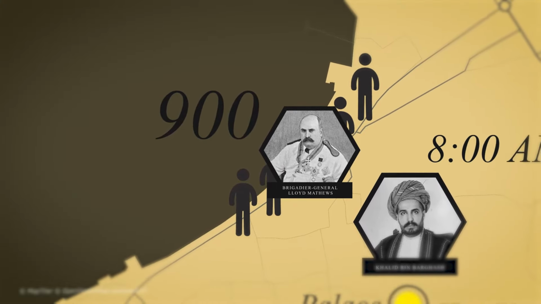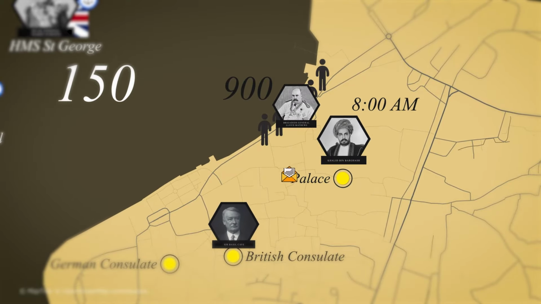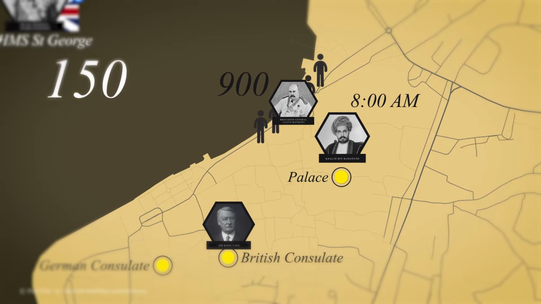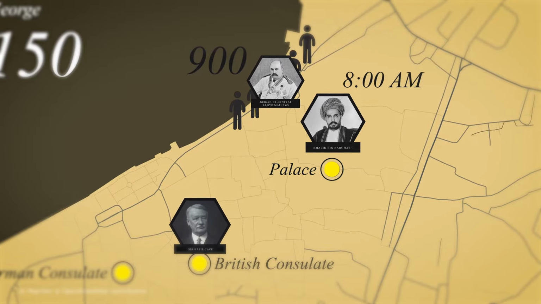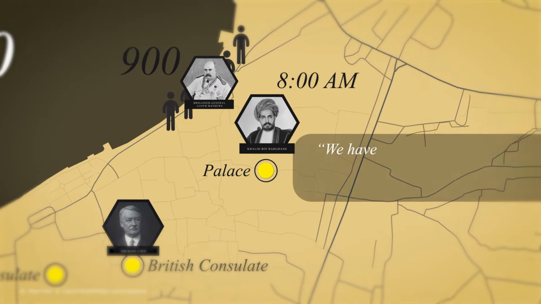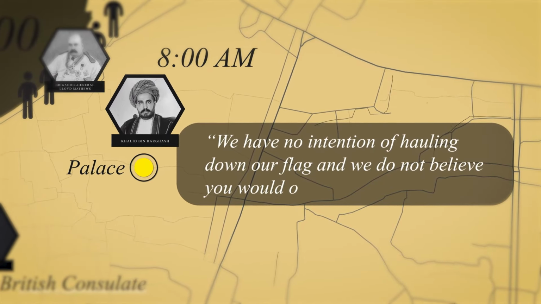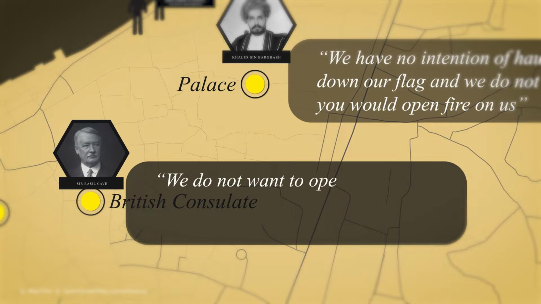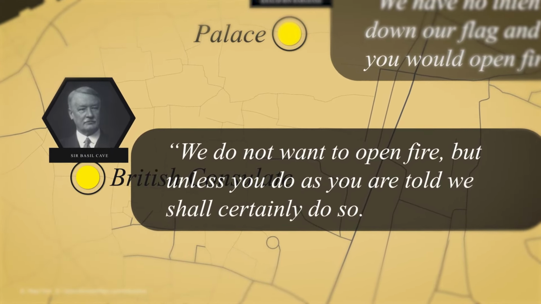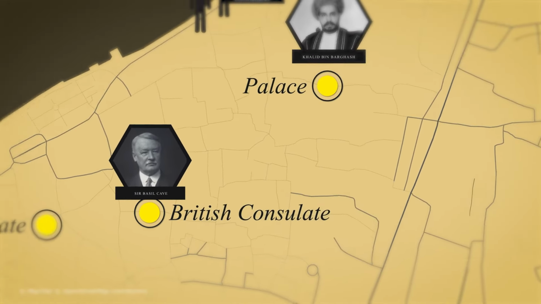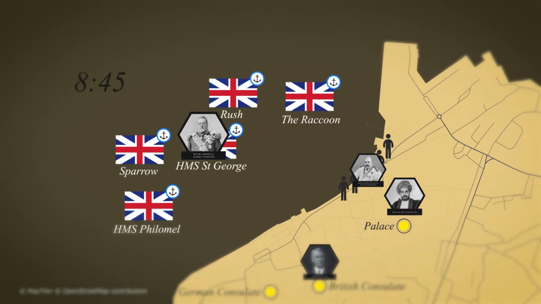At 8 o'clock in the morning on August 27th, Sir Basil Cave, the British consul, received a message from Khalid asking that the two sides talk. Cave refused this. After a period of 30 minutes, a new message came from the Sultan. "We have no intention of hauling down our flag, and we do not believe you would open fire on us." "We do not want to open fire, but unless you do as you are told, we shall certainly do so," Cave replied. With no further messages, the British ordered their ships to prepare for fire. It was exactly 5 minutes till 9.